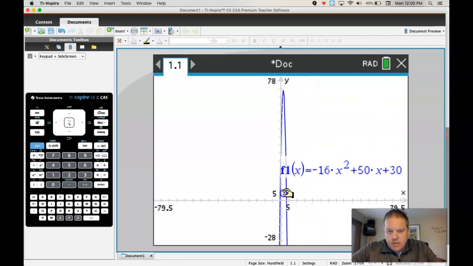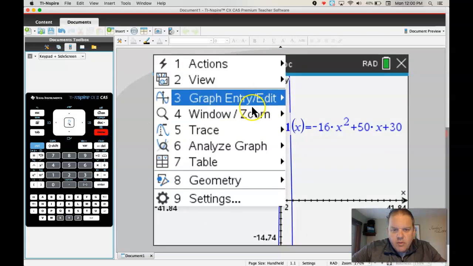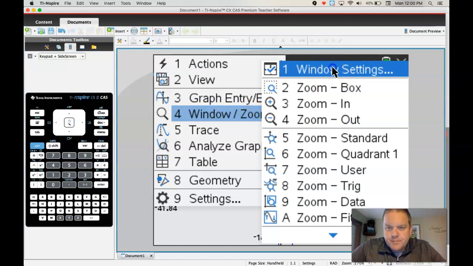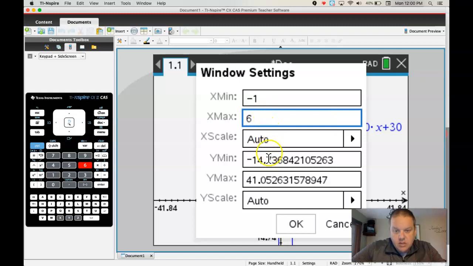So it goes up and up and up. Let me do this a different way. We'll graph it in our window. Our x's, we don't have to go very far, so let's go from negative 1 to 6. And our y's, let's go from negative 10 to, let's guess here, say 200 feet.